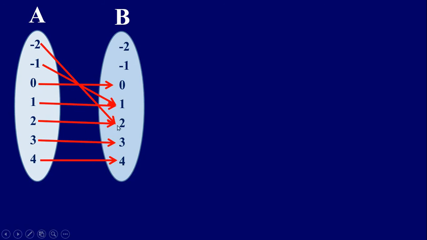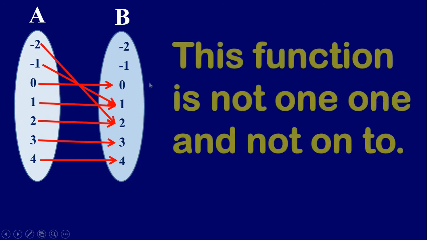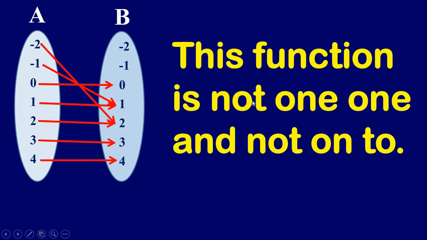Here different elements have the same image. So therefore this function is not one-one. And here negative numbers are not images. So therefore this function is not onto. So this function is not one-one and not onto.